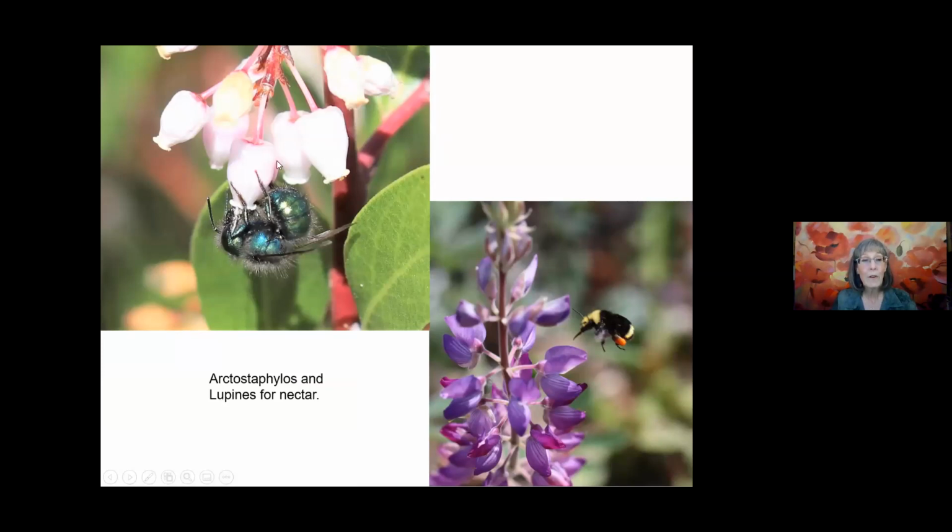Arctostaphylos and lupins for nectar. Here we have a little osmia bee, a blue orchard bee on Arctostaphylos. And then a bumblebee, this is Bombus vosnesenskyii, the yellow-faced bumblebee, with her mouth parts open, her proboscis here where her tongue will come out. She's going after the nectar. Lupins are great. They should be in every garden.